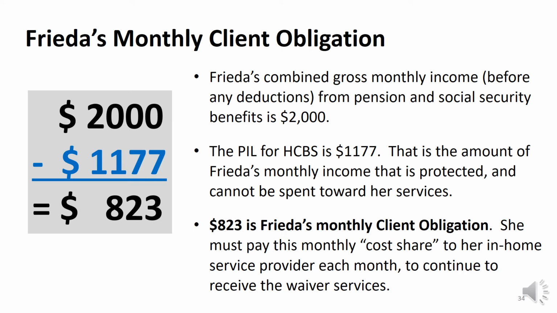If you take $2,000, which is her total gross monthly income, minus the protected income level of $1,177, you can see that Frida has $823 per month to pay in a client obligation to receive her HCBS services and the Medicaid that comes with that. She must pay this monthly cost share to her in-home service provider each month to continue to receive those waiver services.